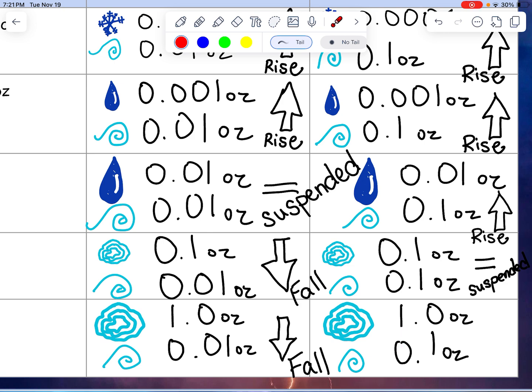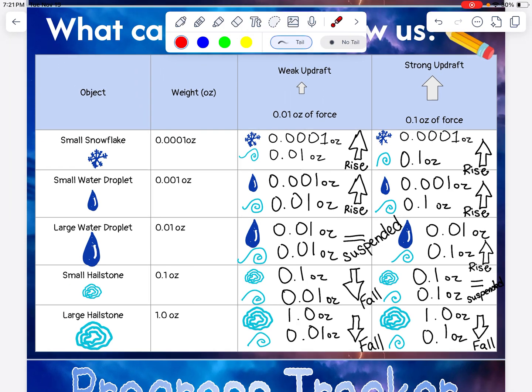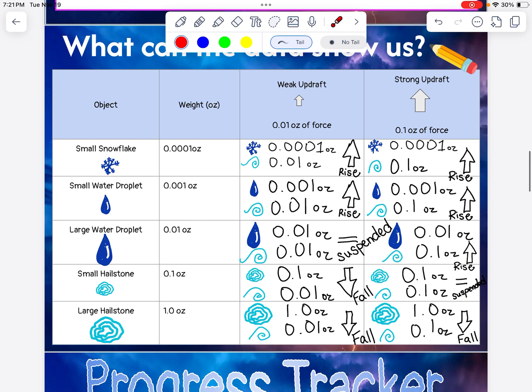1, 0. Ooh, we already have a winner. The hailstone is coming down with a force greater than the updraft is pulling up, which means it's going to fall. It's going to be sinking in the atmosphere, returning to the earth. So this table is very much about these battling forces. We got the force of gravity pulling things down, down, down, and the force of the updrafts pushing them up, with hot air rising. That less dense hot air rises up, up, up.